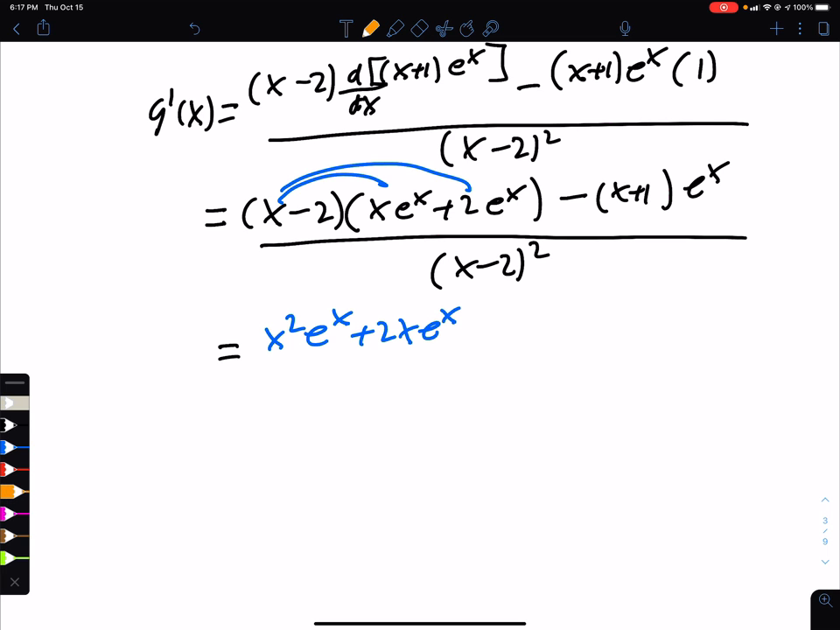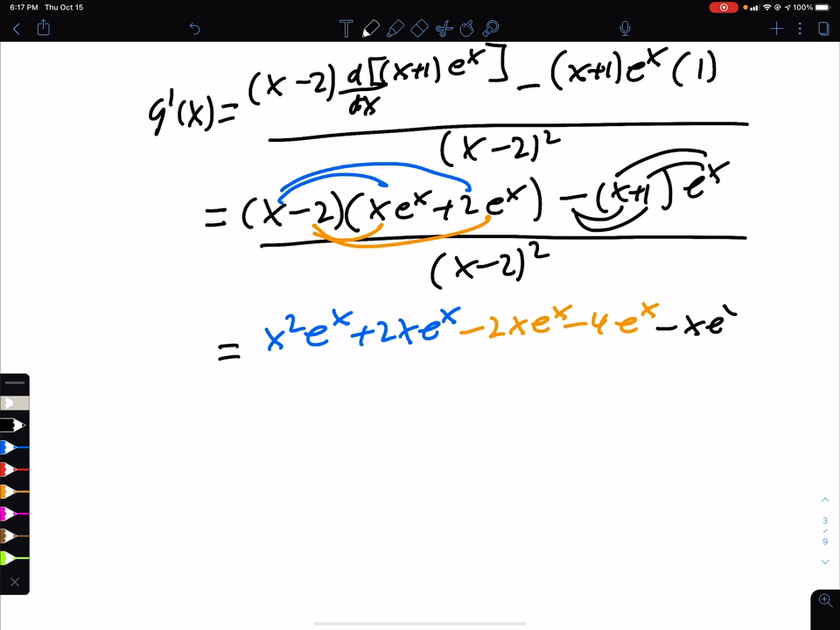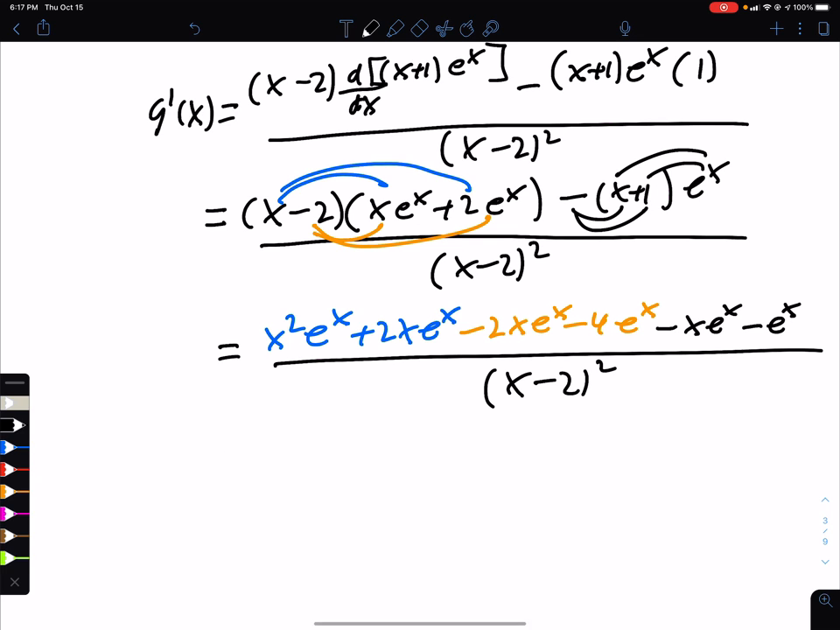Then I have to distribute the negative 2 to both of those, which gives me minus 2x e to the x and minus 4 e to the x. And then we're left with the remaining piece, which we have to distribute, but I have to distribute that negative also. So it becomes minus x e to the x minus e to the x, and that's all over this big thing. And now we look and combine like terms on top.